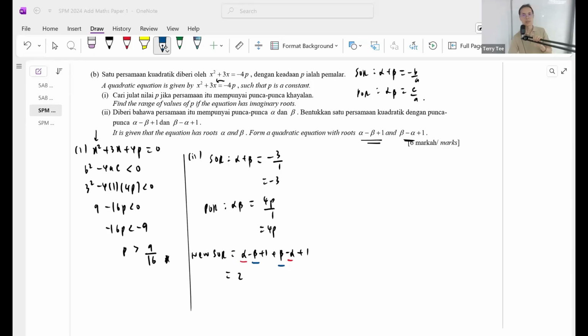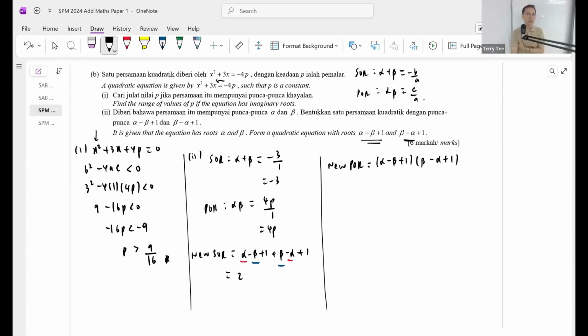Hello? So what is your SOR? Your SOR is just 2, right? Then you look at your new POR. Okay, your new POR is a bit interesting, because a lot of people will have trouble trying to expand this bracket. Okay, I will do it a little bit differently. Everybody, I'll do it a bit differently.